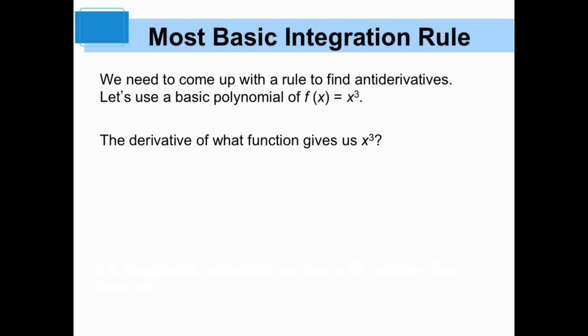What if my function is x to the 4th, Grant? What would be the antiderivative of x to the 4th? 1/5 x to the 5th plus c. Okay, suppose my function is x to the nth. It's 1 over n plus 1 times x to the n plus 1 plus c. Well done.